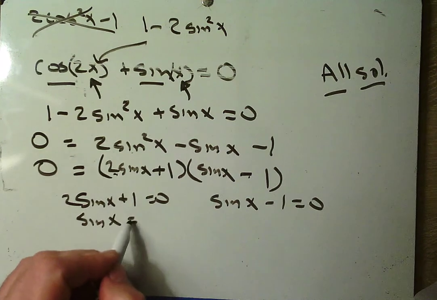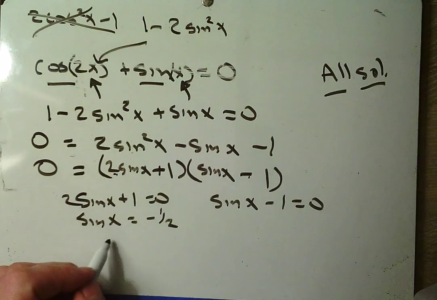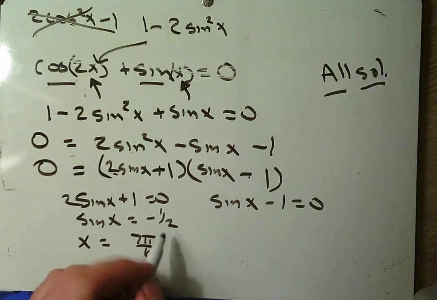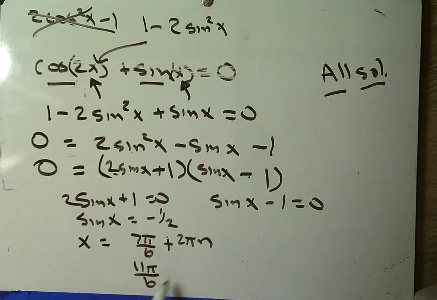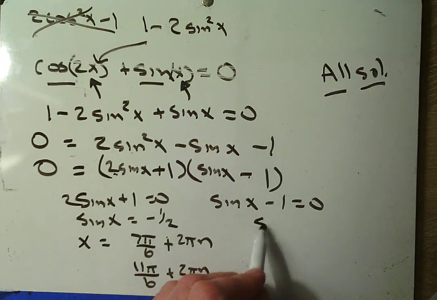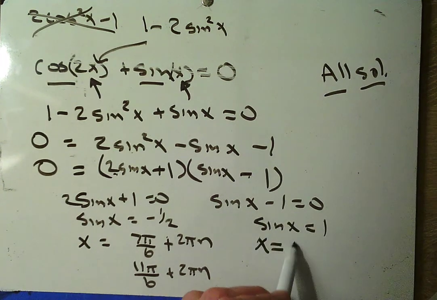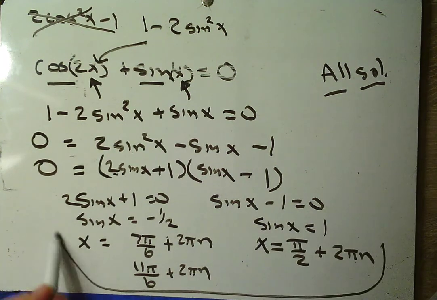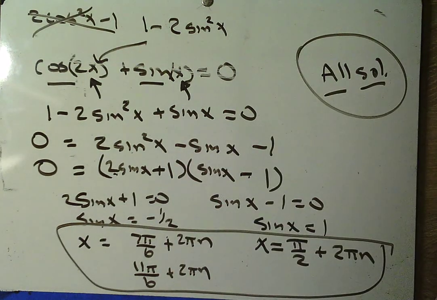So sine x equals negative 1/2. And we know that that happens at 7 pi over 6 plus 2 pi n and 11 pi over 6 plus 2 pi n. Over here, when is sine x equal to 1? That happens at x equals pi over 2 plus 2 pi n. So those are our all solutions for this problem.